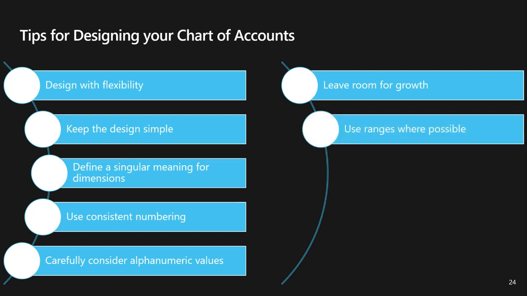Use ranges where possible. Not only should dimension values have a meaning, but also its location within a certain range can give it more meaning. This is a good way to get a lot of information and create structure within your chart of accounts. For example, you could define all revenue segment values as numbers between 40,000 and 40,999.